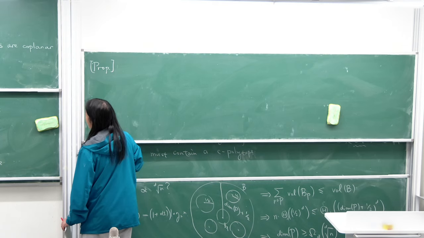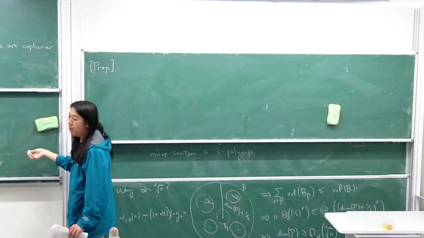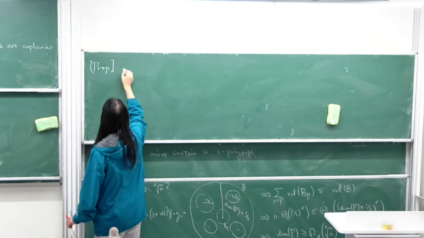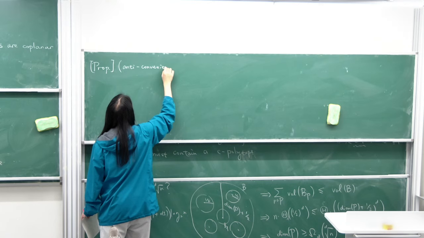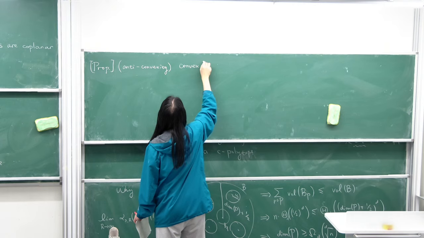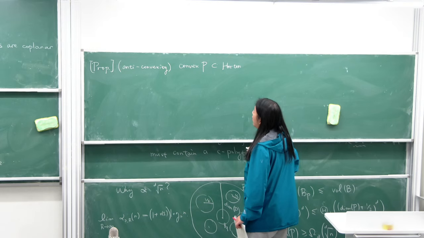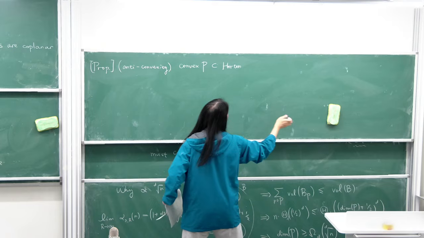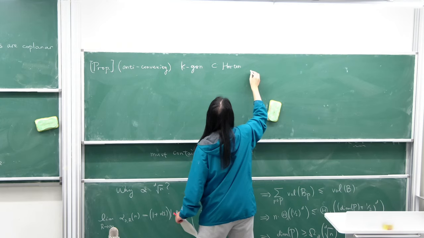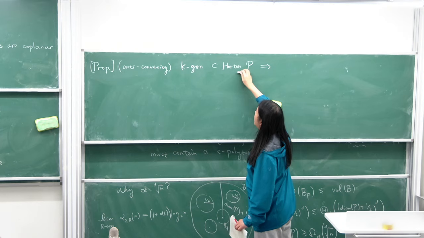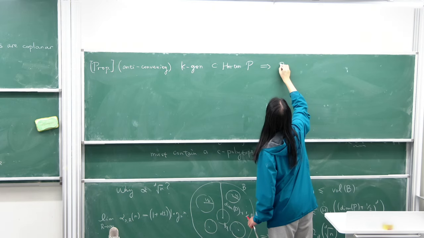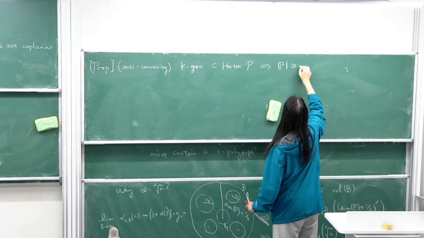The point of introducing these Horton sets is because we want to exploit some nice property of these sets. And I call it empty convexity. So formally speaking, let me use different notations. Assume that we have a K-gon inside the Horton set P. Then we need to pay some cost, and the cost is actually fairly large: the size of P is lower bounded by some exponent.